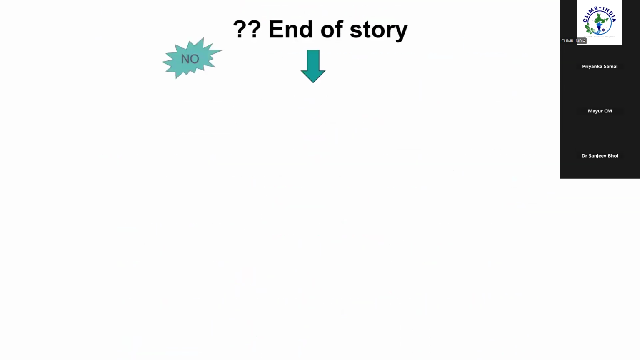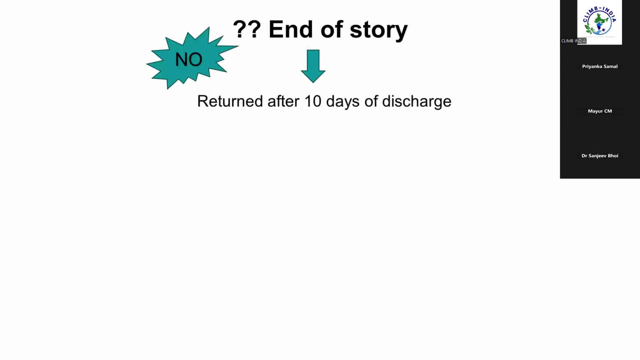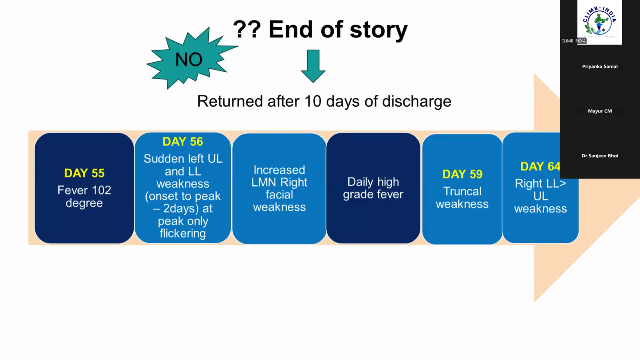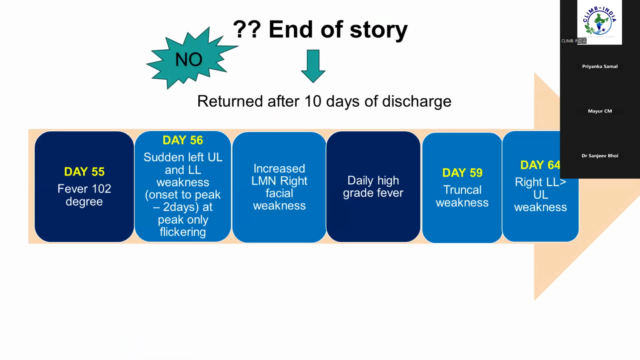Unfortunately, no, because the patient visited us again after 10 days with a history of high-grade continuous fever with sudden onset left hemiparesis. The onset to peak was very fast, with severe weakness of 1 by 5 power on the left side, and along with that the patient developed right hemiparesis 2 days later and severe truncal weakness, and was bedbound. So again we were in a dilemma, and again we had to work up.